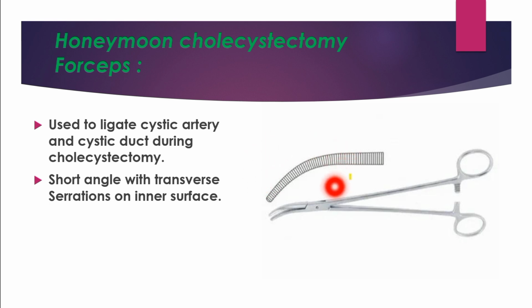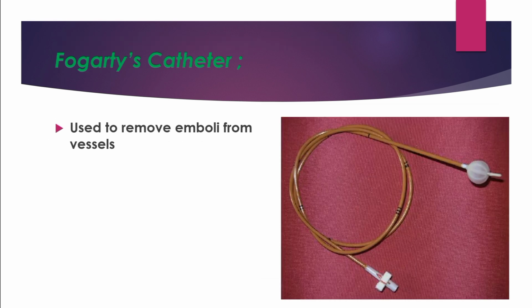This one is a Haemostatic cholecystectomy forceps, and the cholecystectomy forceps is used to ligate the cystic artery and the cystic duct during cholecystectomy. And these cholecystectomy forceps are short-angled, and they consist of transverse serrations on the inner surface.